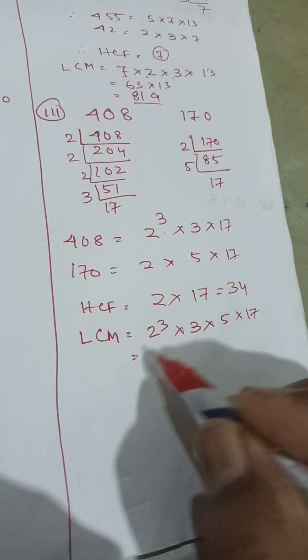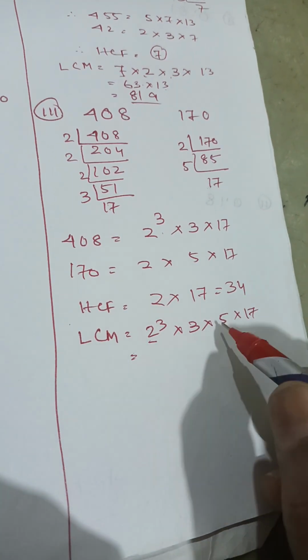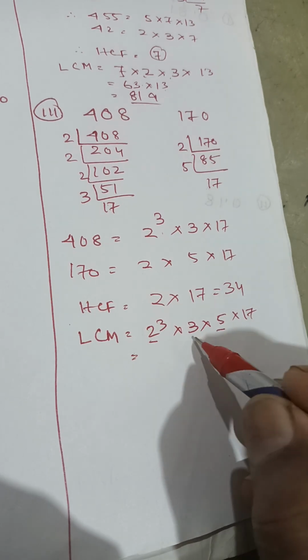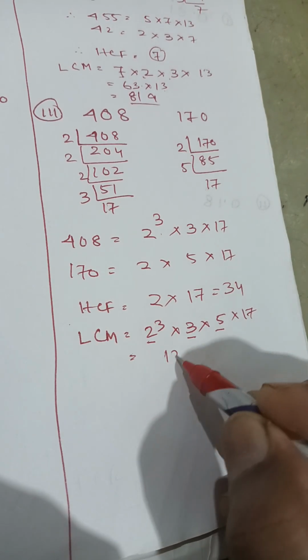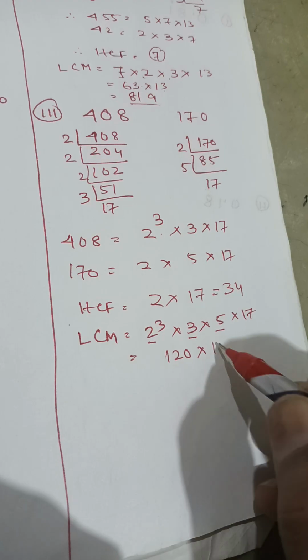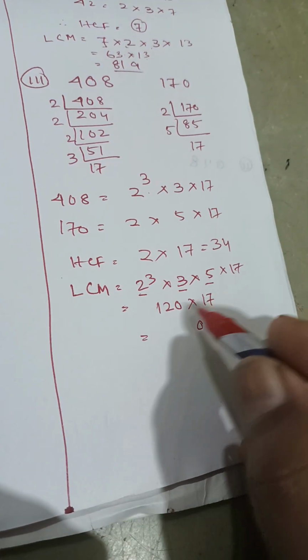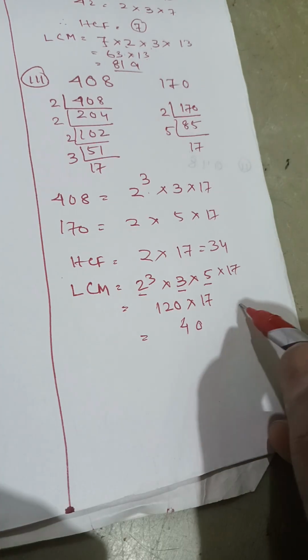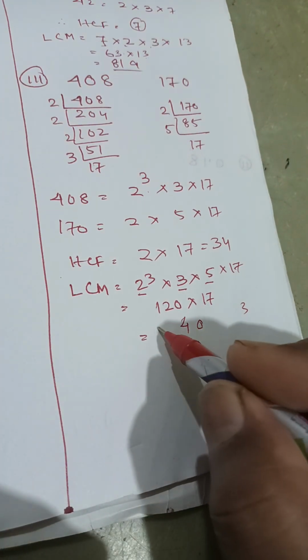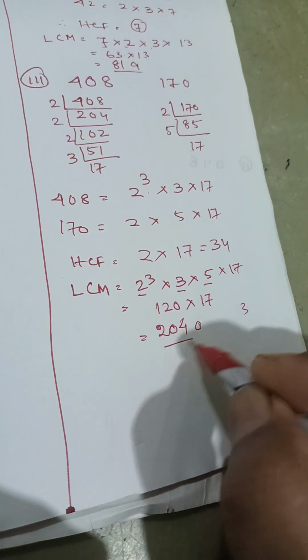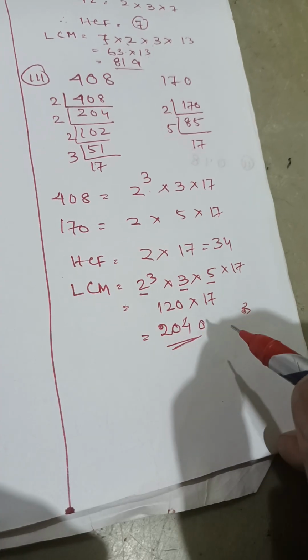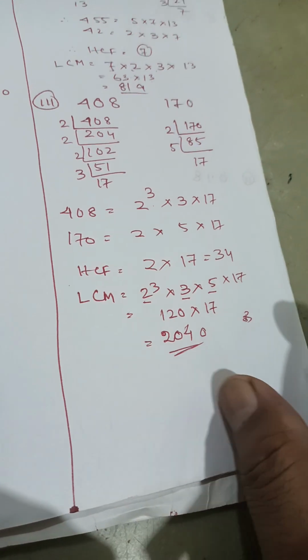So it can be written as, you see, 2 cube is 8. 8 times 5 is 40. 40 times 3 is 120. And you have to multiply it by 17. So 17 times 0 is 0, 17 times 2 is 34, 17 times 1 is 17, and 3 remains, which gives 2040. So this is the LCM. So we have completed number 6 also.